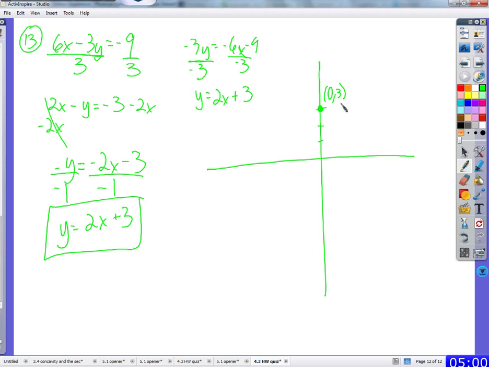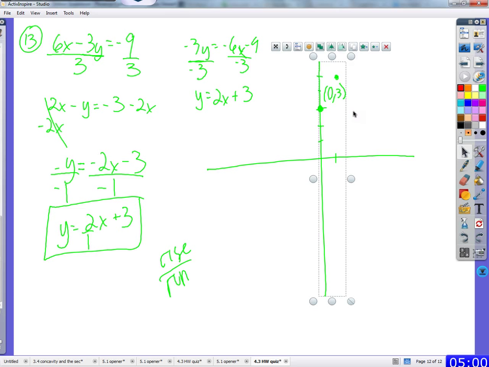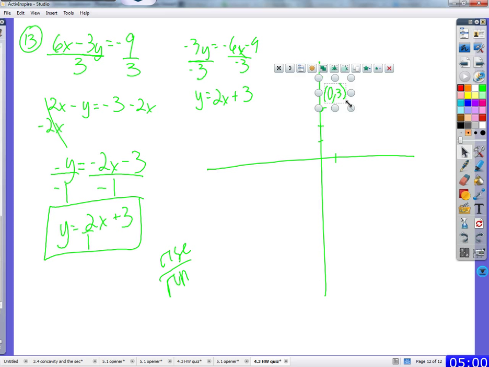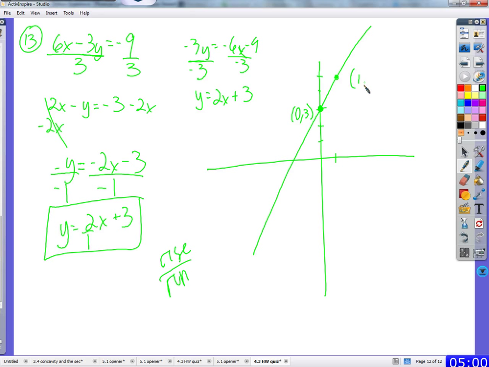So, what's our slope? 2/1. 2/1, very good. That's rise over run. It means we're going to move over how much? 1. Move over 1, and up how much? 2. Up 2. Moved over 1, so that'd be 1, and up 2, so that'd be 3 plus 2 is 5.